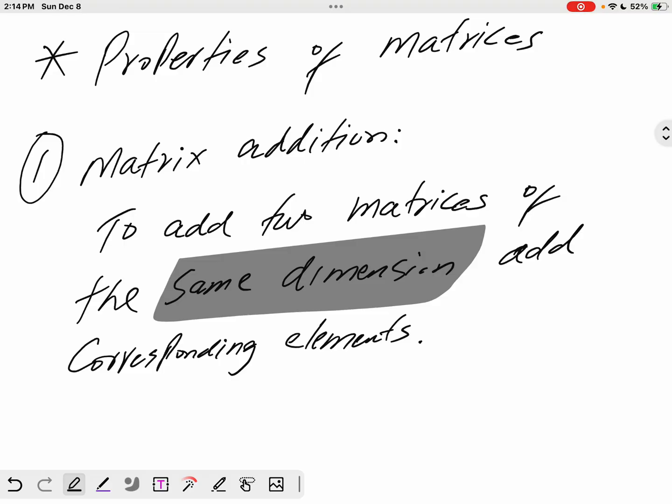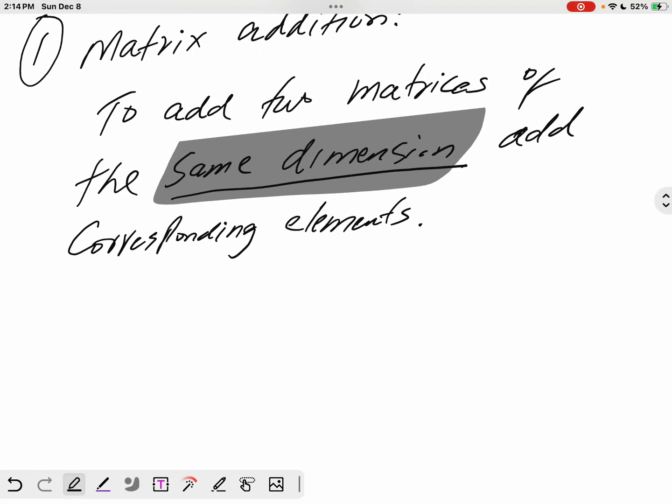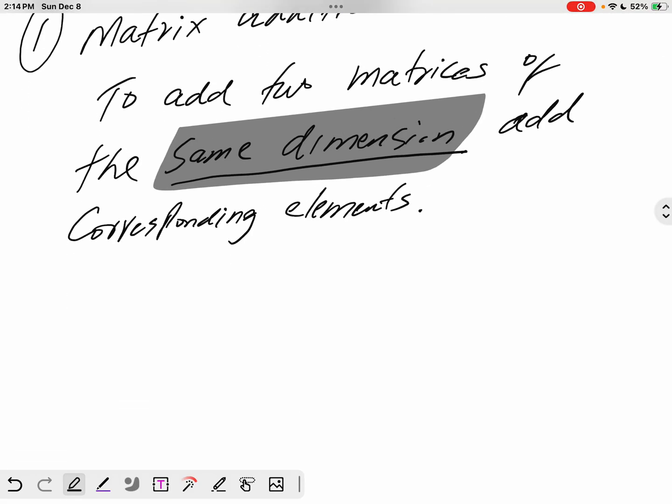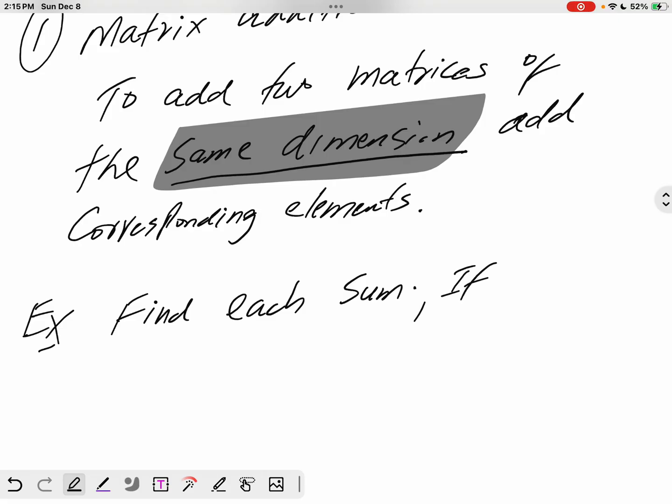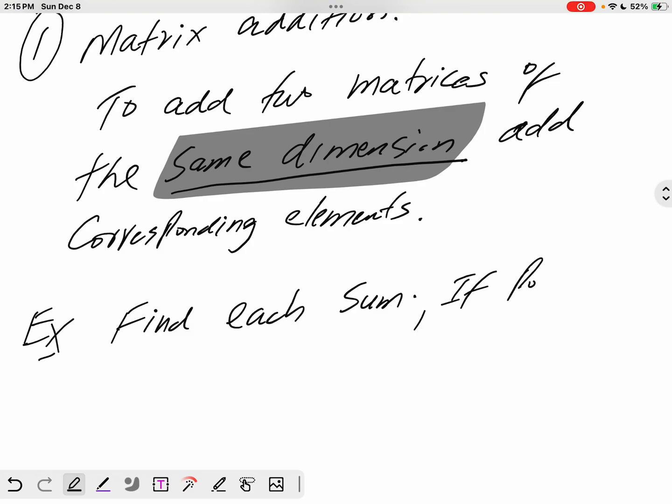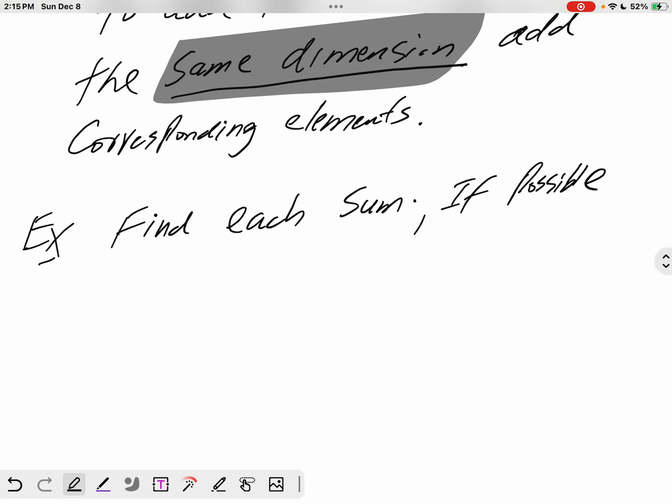Only matrices of the same dimension can be added. So remember, they must have the same dimensions to add, and the same rule applies when you subtract. So here are some examples. It says find each sum, if possible. It is only possible if the dimensions are the same. If it's not possible, your answer is not possible.